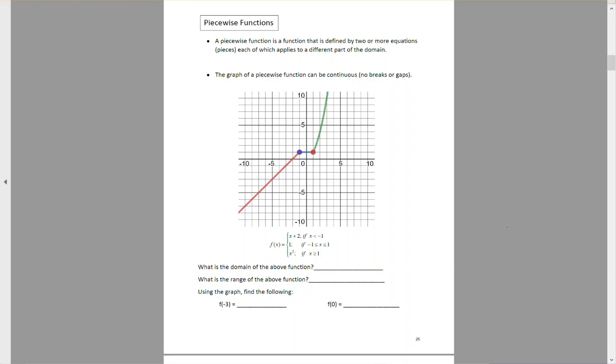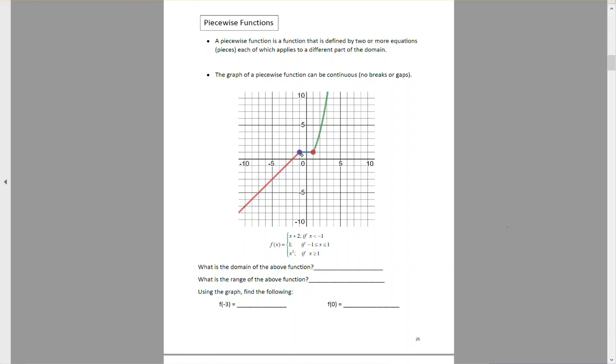Another type of function that we can look at is called a piecewise function. And as you can see by the picture, it's put together in different pieces. It's defined by two or more equations, each of which applies to a different part of the domain. So this one is a piecewise function that has no breaks or gaps, but it could. In this case, it doesn't.